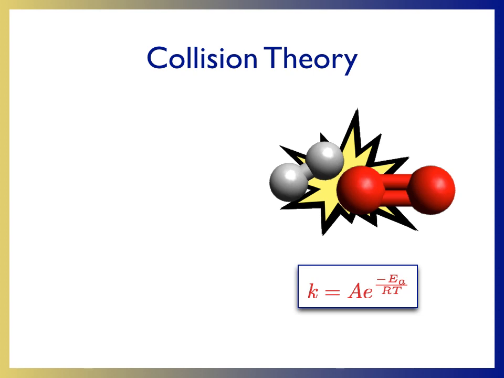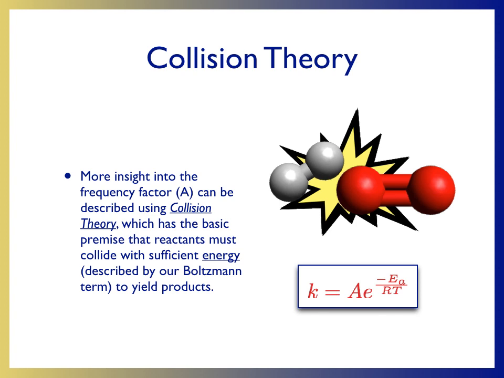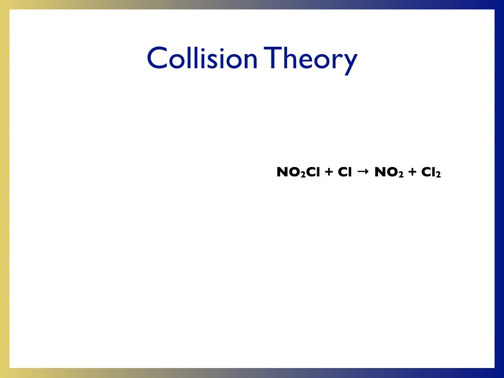Another take on looking at the Arrhenius equation is looking at collision theory. Collision theory has a very basic premise. That premise is that molecules must collide with one another to make products. We can use collision theory to actually take a look at the pre-exponential term A.